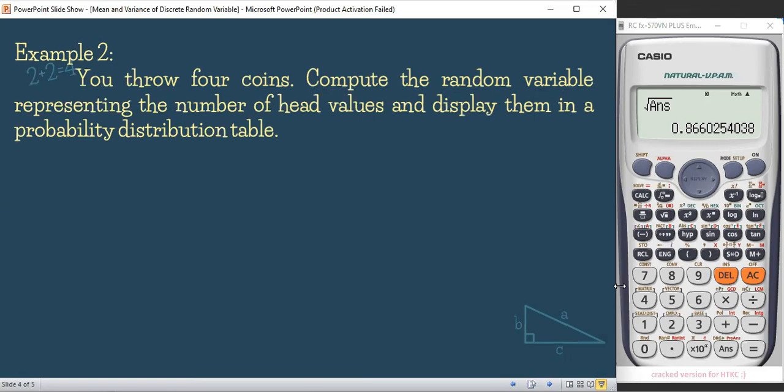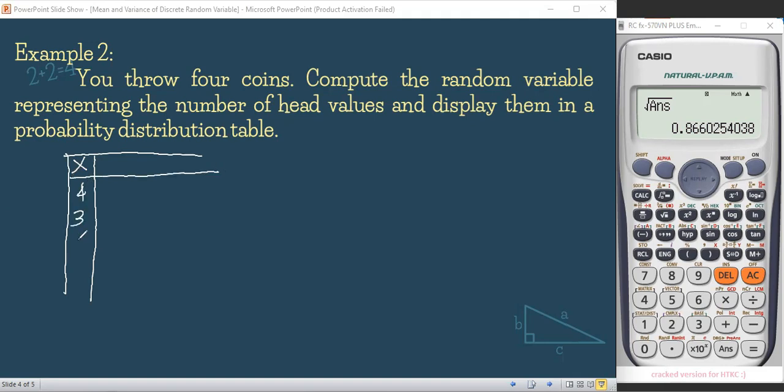Okay, for our next example, you throw 4 coins. Compute the random variable representing the number of head values and display them in a probability distribution table. So yung goal naman natin is kapag nahanap na natin ito, hanapin din uli natin yung mean and variances of this problem. So we can still remember, the x po here is the random variable. So ano po yung mga random variables natin kanina? So we have 4, 3, 2, 1, and also 0.